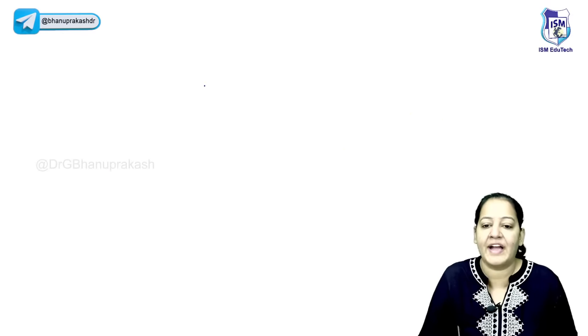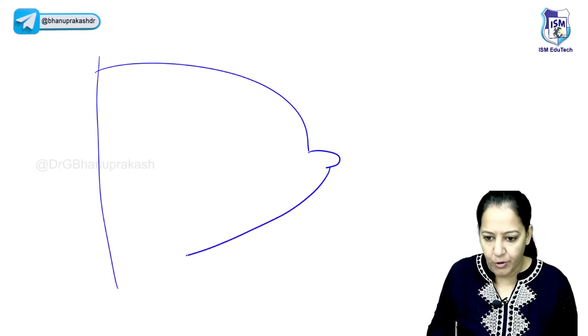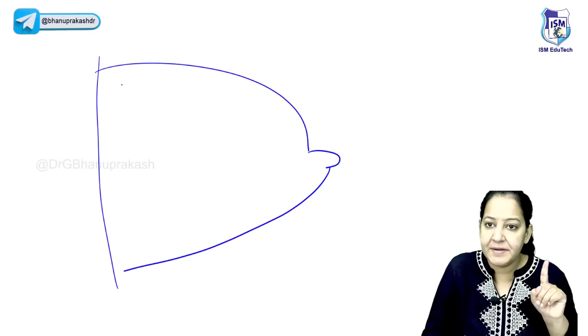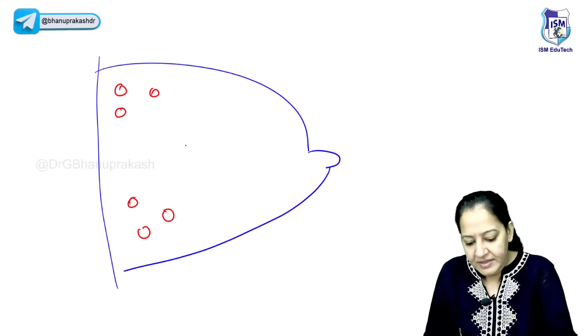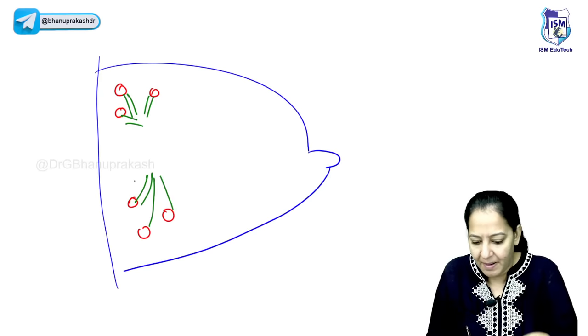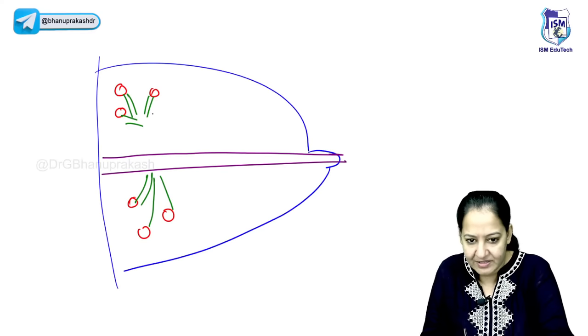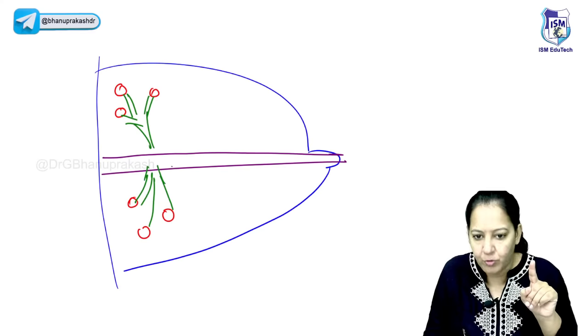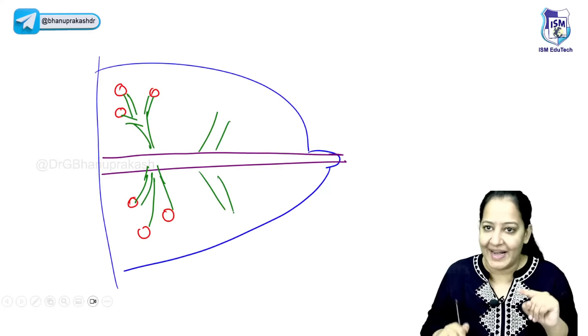So what is happening now? Actually, I told you the diagram of the breast. In the female breast, there are multiple small ductules. Let me draw a few of them. They all open into the terminal ducts. These all are the terminal ducts. Multiple terminal ducts combine together and open into the lactiferous duct. This is the lactiferous duct. You can see this is opening here, this is opening like that. Multiple terminal ducts open into the lactiferous duct.